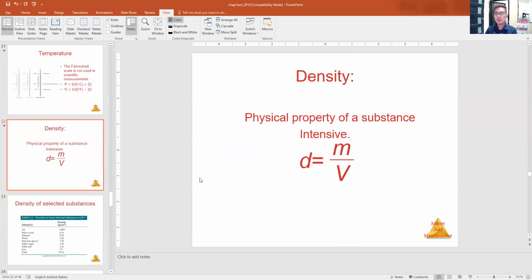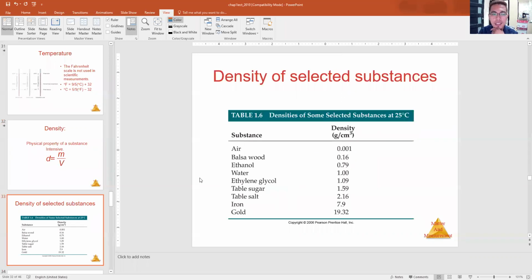So an intensive physical property of a substance, for example, is the density. Density is a unit derived from dividing mass over the volume. Mass is an extensive property, and volume is also an extensive property. Once you divide one by the other, you get an intensive property. So it's a trick. So again, density is mass over volume.